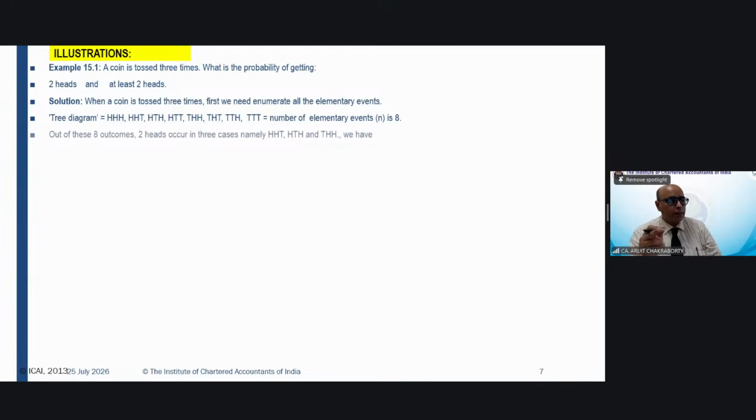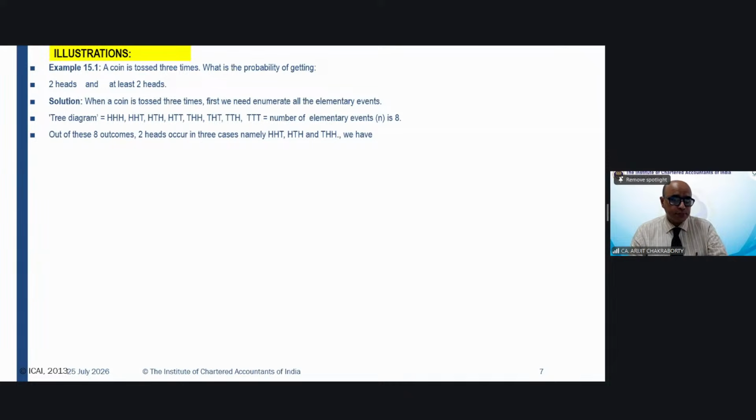Now the first part of the question says, what is the probability of getting 2 heads? Now, out of these 8 outcomes which you see in the sample space, in how many cases do you get 2 heads? Let us see. From the sample space, you can see that 2 heads will occur in only 3 cases. Either you have HHT, or you have HTH, or you have THH. That means I'm tossing the coin 3 times and getting 2 heads. That means the combination is like this, 2 heads and 1 tail.